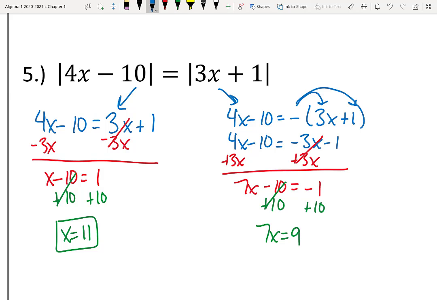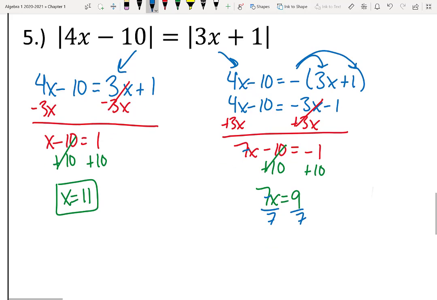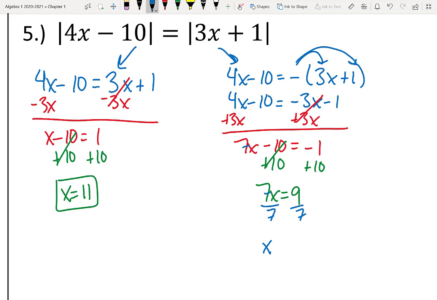So I end up with a fraction in this case, because when I divide by 7, 9 divided by 7 is not a fraction that reduces, it's not a whole number, and I can just leave it like that. If you're a decimal person, you can put it as a decimal. If you're a mixed number person, you can say 1 and 2/7 if you want to get fancy with it. I always just leave mine as an improper fraction. I have no issue with you doing that as well. So those are your two solutions.